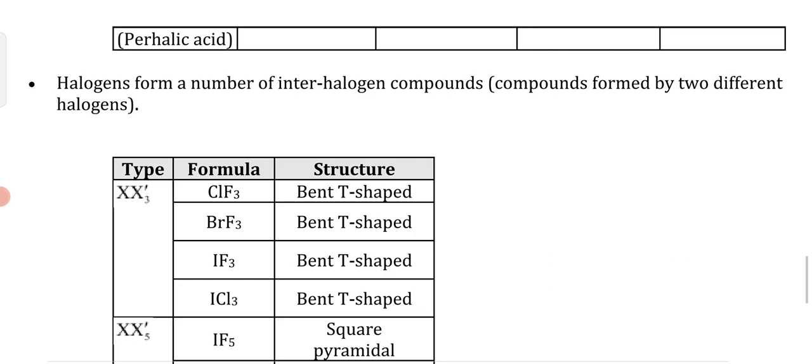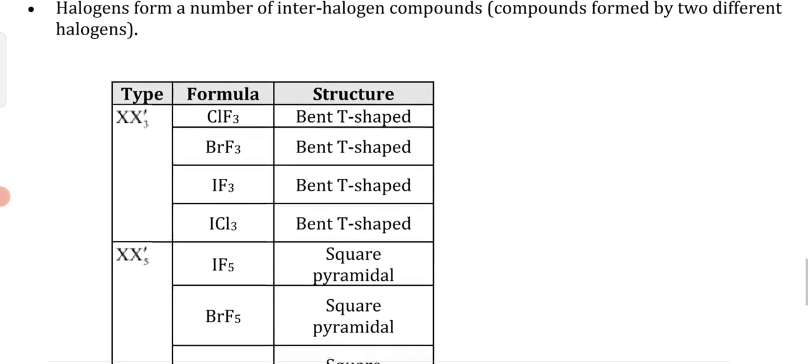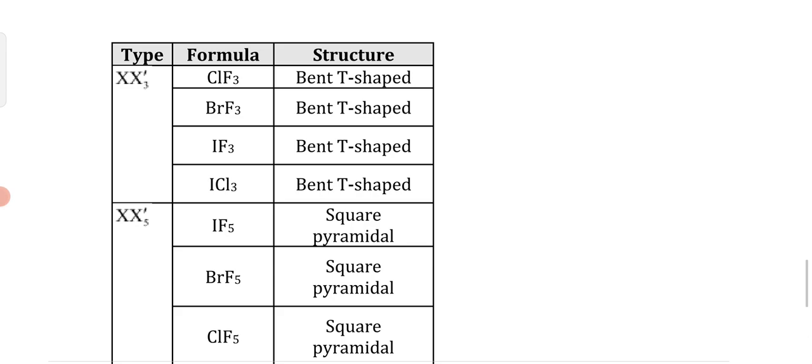So next, halogens form a number of interhalogen compounds. That means Cl can combine with fluorine, Br can combine with fluorine, iodine can combine with fluorine. Also, it is written ClF3 is bent T-shaped. BrF3 is also T-shaped. It is written in a tabular form.